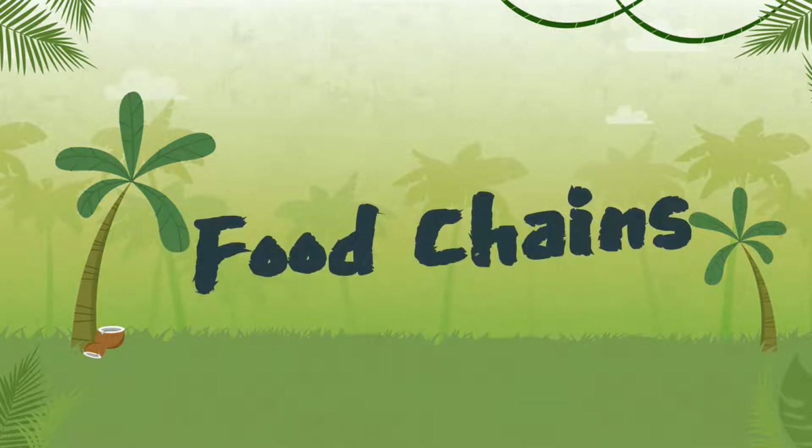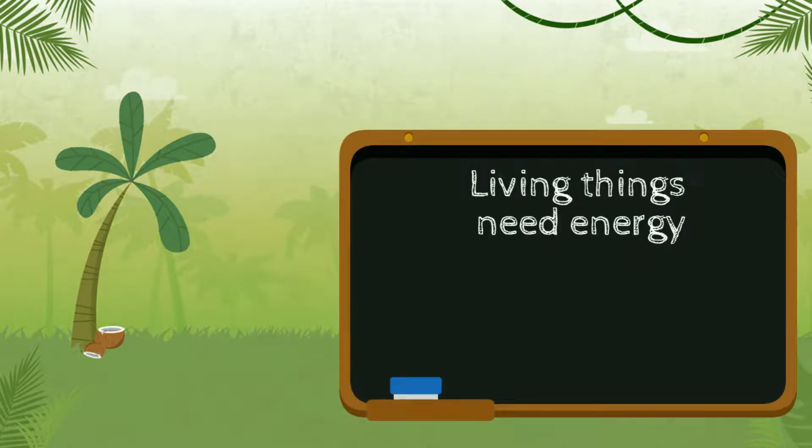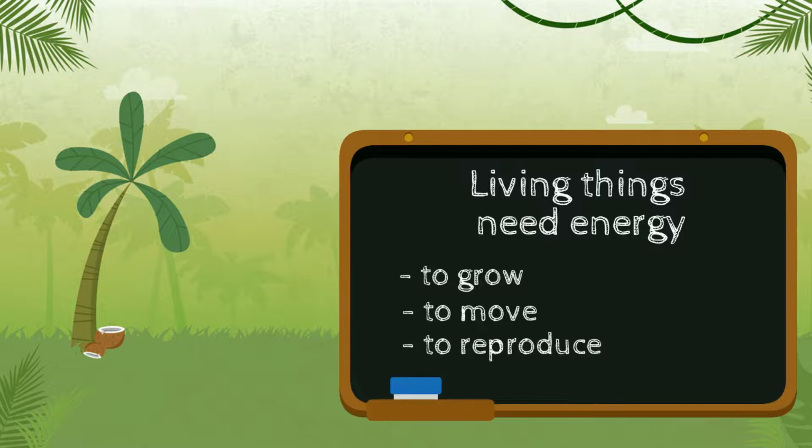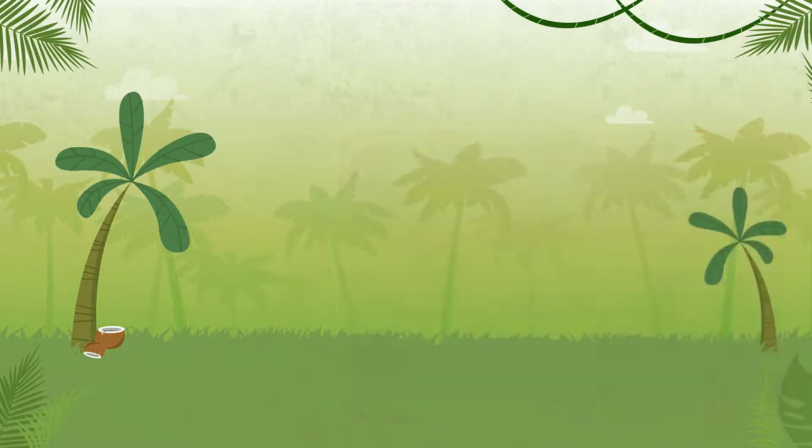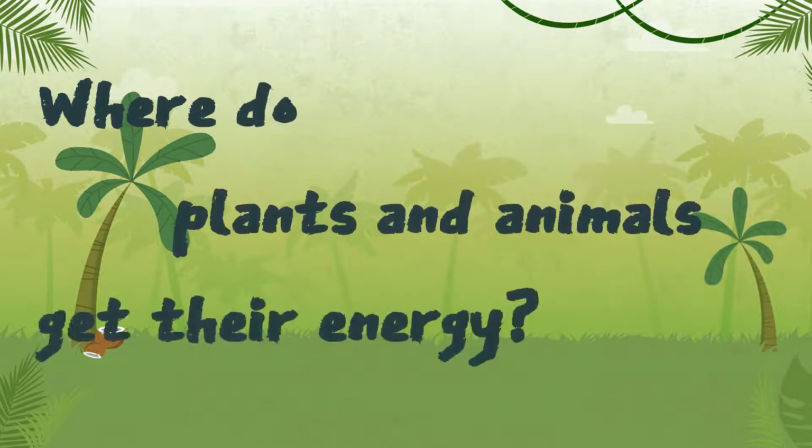Food chains. Living things need energy to grow. They need energy to move and to reproduce. Living things need energy to survive. Where do plants and animals get their energy from?